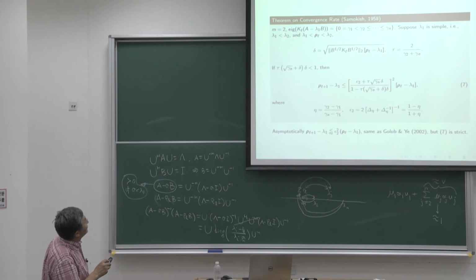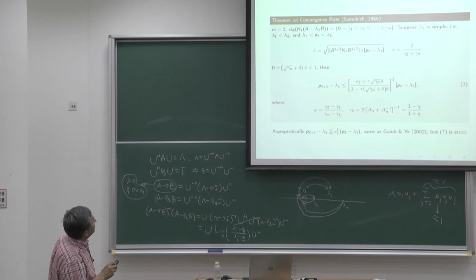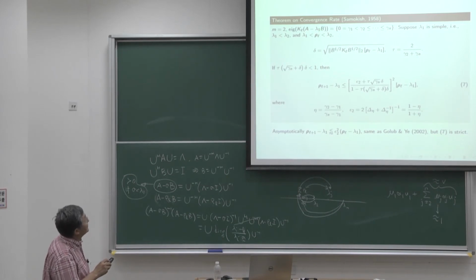This is only for m equal 2, which means steepest descent. You take the eigenvalue of A minus lambda 1 B. So this is fixed. Previously we were asymptotic; we put lambda 1 there too. So the eigenvalue is going to be gamma 1. The first is going to be 0. The rest is positive. Lambda 1 is simple. We're going to assume that. Rho L is already between lambda 1 and lambda 2.